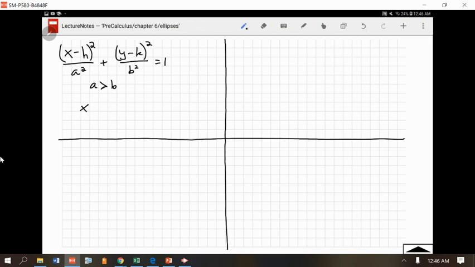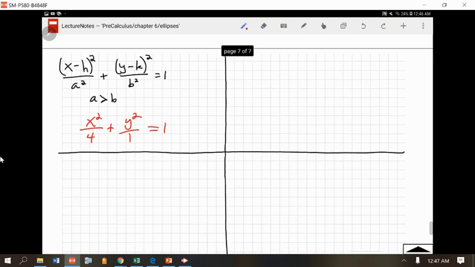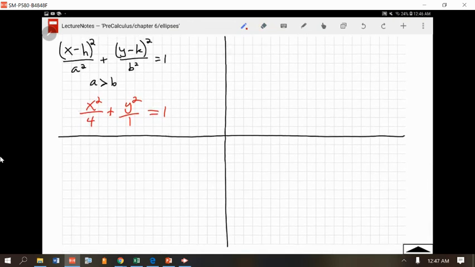X squared over 4 plus y squared over 1 equals 1. That is an ellipse, right? It's got this form here. The center of the ellipse comes from the h, k, right? So in this case, the center would be 0, 0 because it's x minus 0, so h is 0, and y minus 0 is y squared. k is 0. So the center is 0, 0. But then what we do is we take the 4 and the 1, and you first have to figure out which one's bigger, because that number is a.